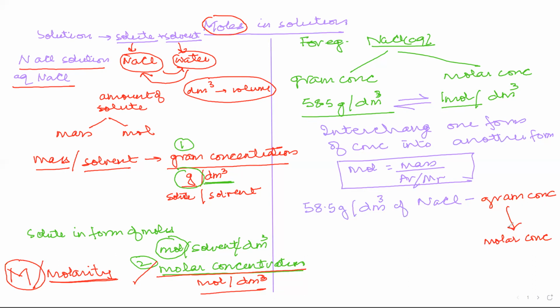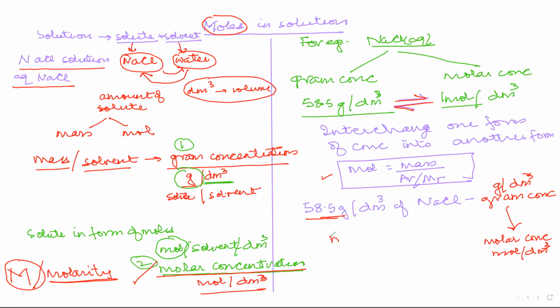Now, this gram concentration, they want to change into molar concentration. As I've already said, these are interconvertible. You can convert gram concentration into molar concentration, and we will be using this formula. I have to convert this mass into moles. The dm cube remains the same, because if I have grams in dm cube, the solvent volume remains the same. It's only the grams which are changing into moles, right? So we'll be using this particular formula.